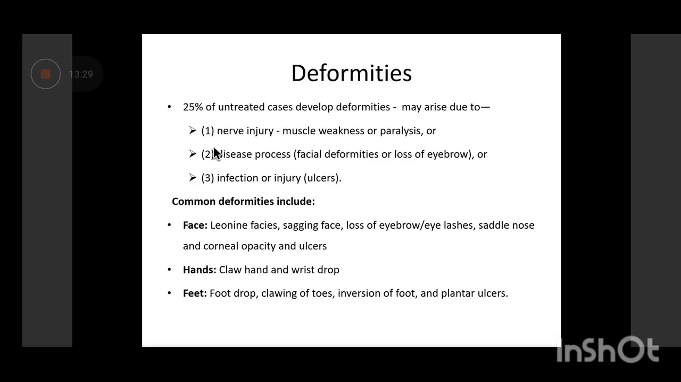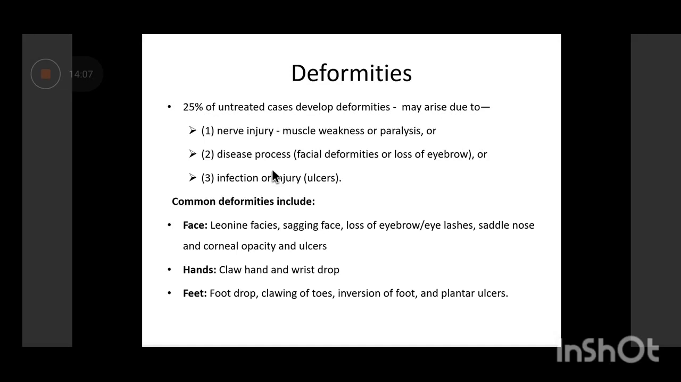So these deformities: out of all the leprosy cases, 25 percent of untreated cases develop deformities. Deformities may arise due to nerve injury, so there could be muscle weakness or paralysis, or they could be because of the disease process. There is a loss of eyebrows and eyelashes, and the facial structure will change.